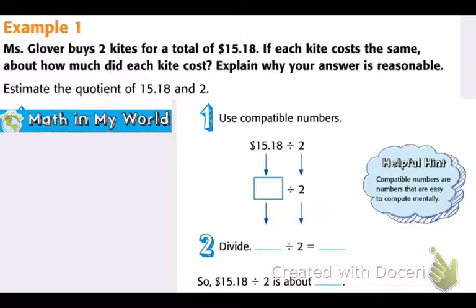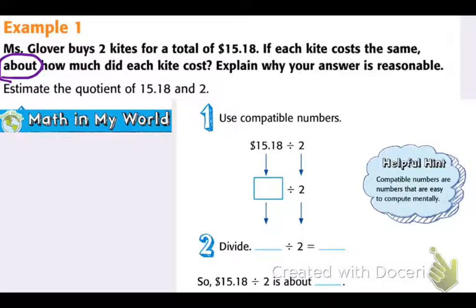All right, example number 1. Miss Glover buys 2 kites for a total of $15.18. If each kite costs the same, about how much did each kite cost? Explain why your answer is reasonable. Well, first thing I notice is that word about. So we're finding the about answer. It's not the accurate, the exact answer. They want to know what's close. So we're going to go ahead and use those steps.